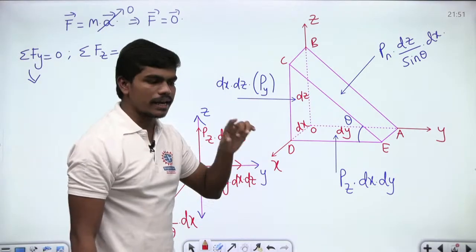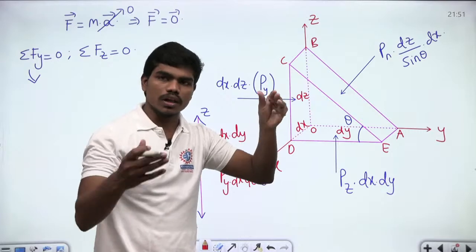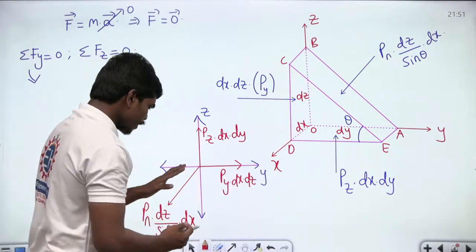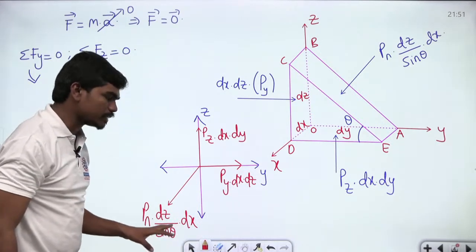Now see carefully, why am I telling you concurrent? Because this is very small, so all the forces will be passing through the centroid of this prism. Now see carefully, if this is the case, Pn into dz by sin theta into dx.